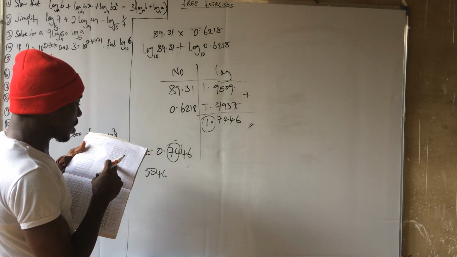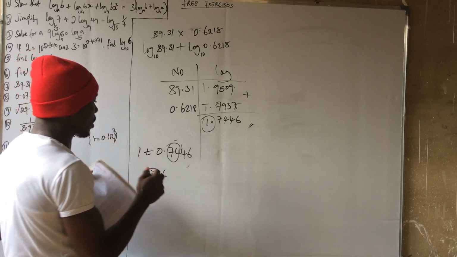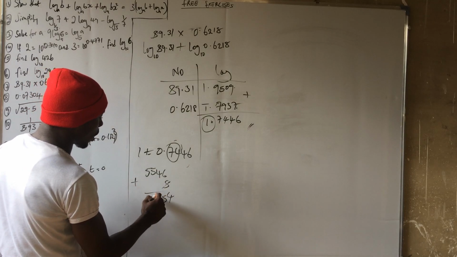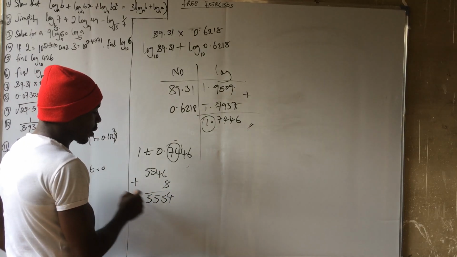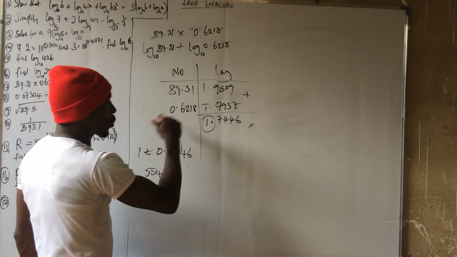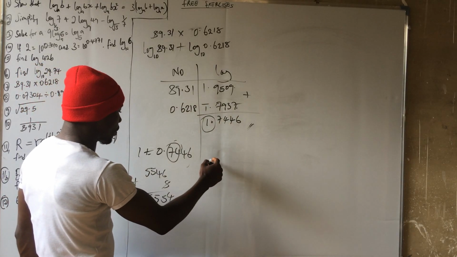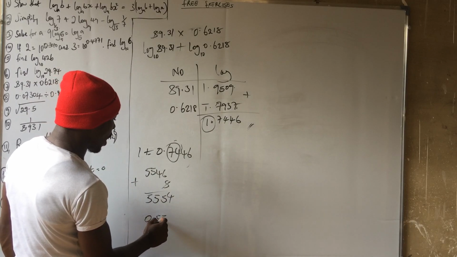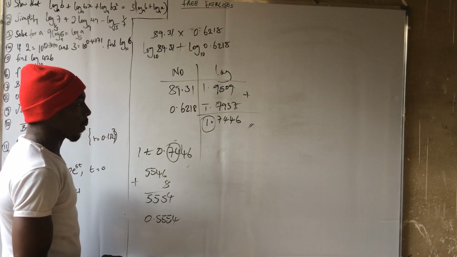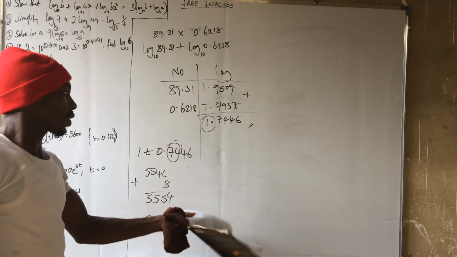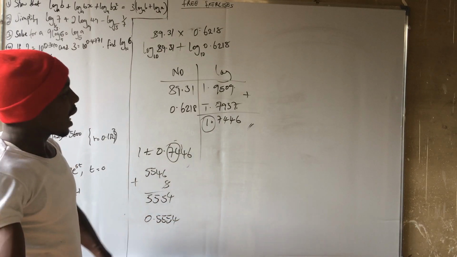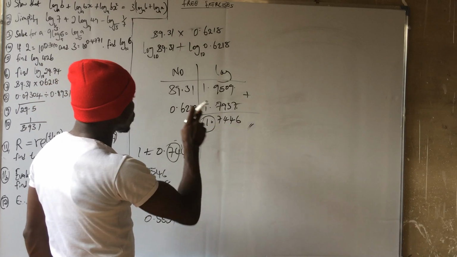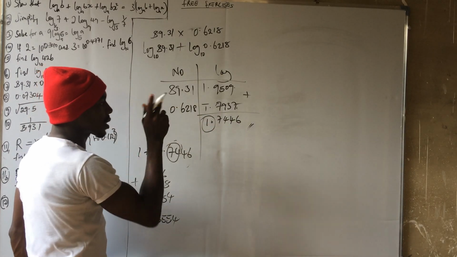Now difference 6 is going to be 8. So we now add. This is 5546 plus 8, so if I were to write it, it's going to be 0.5554. So that is how to check for the table of logarithm and table of anti-log. And that thing I said I'm going to tell us after this is base.